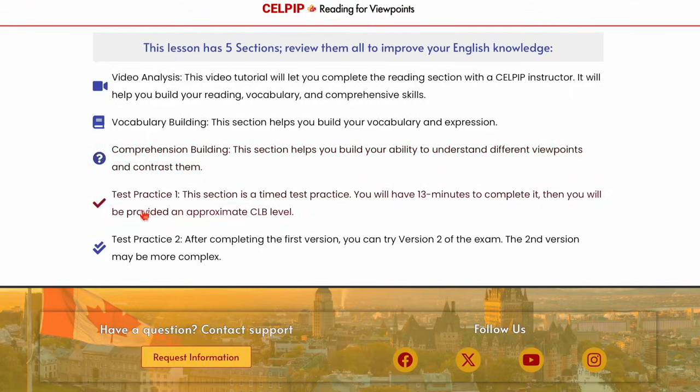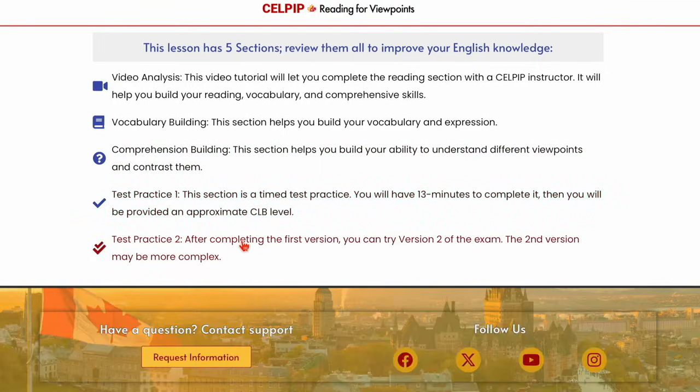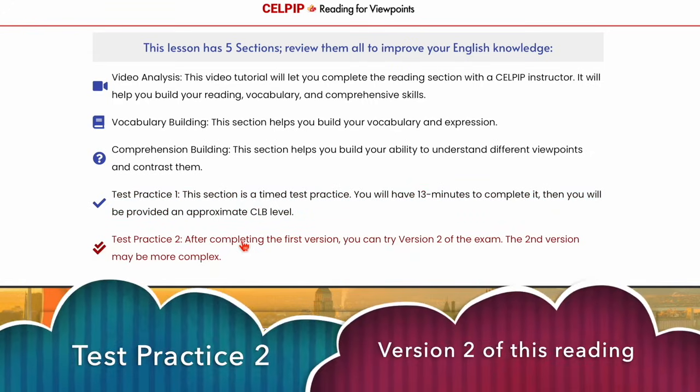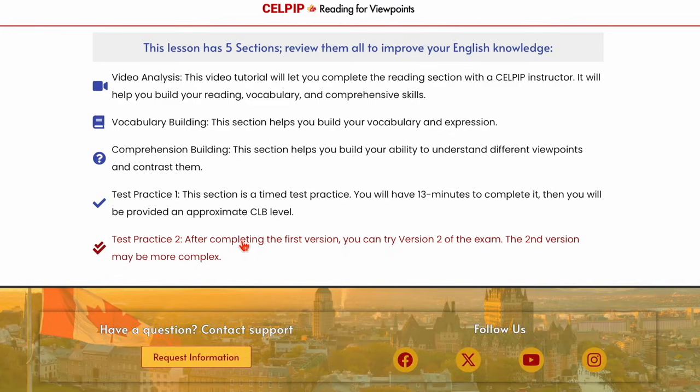And then we have test practice 1, which we're going to analyze right now. And then after that, we have test practice 2. Test practice 2 will help you review the reading that we did and answer questions, but it's a different version. It's version 2 of this exam. Most CELPIP exams have different versions, okay? So it's a great way for you to review what we studied. Okay, everyone. So now let's get started with today's analysis.